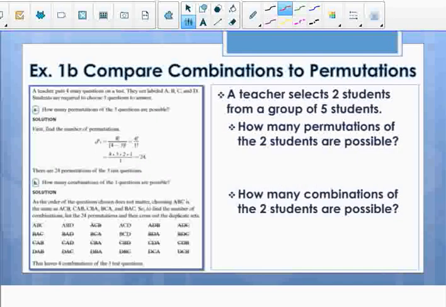Example 1b, compare combinations to permutations. Again, the difference: in permutation, order matters, so there are a lot more possibilities. In combination, order doesn't matter, so any repeats are the same groupings.